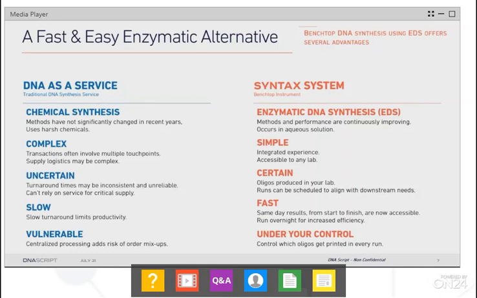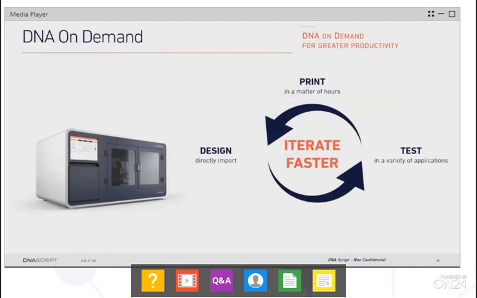Additionally, turnaround times with service vendors may be inconsistent and unreliable, while Syntax allows dependability as oligos are produced on demand in the lab when needed. This also provides greatly increased speed for same-day results from start to finish. Lastly, Syntax on-demand oligos provide ultimate control as the user defines which oligos are printed and when they're printed. This combination of speed, control, and dependability supports the acceleration of the iterative design, print, test cycle ever present in molecular biology and genomics applications.